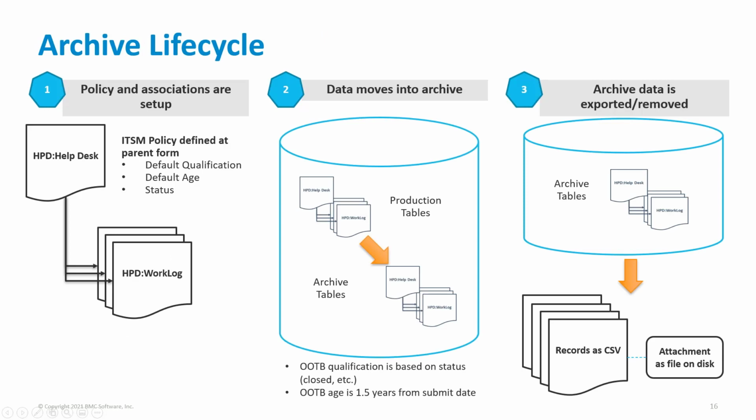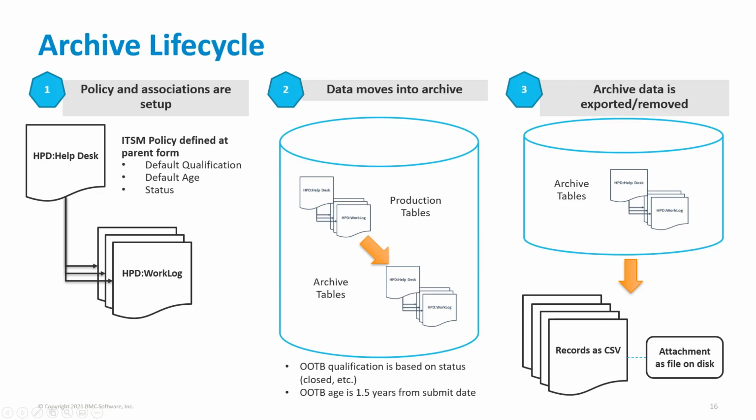Let's look at the life cycle of an archive record. So first of all, you have the policy and associations that are already set up, but you can do some configuration. And let's look specifically at the example of maybe an HPD help desk record. So the ITSM policy has already been set up. The default qualification is there. The default age in days is set up, which you can modify if you'd like. And also the status. If it's a -1, it'll be disabled. And if you've changed it, then it'll be enabled.